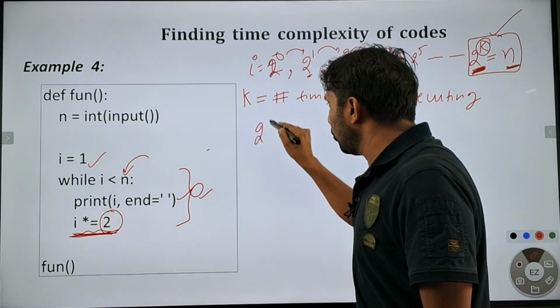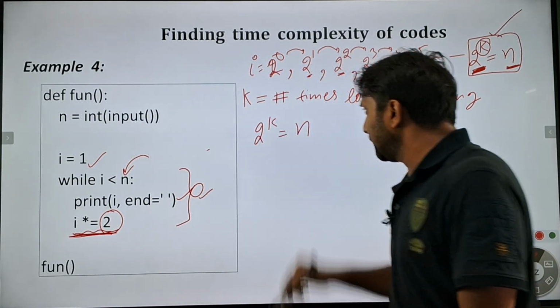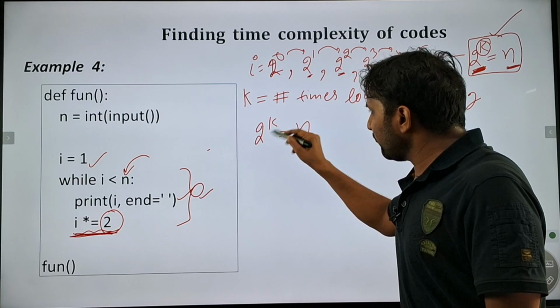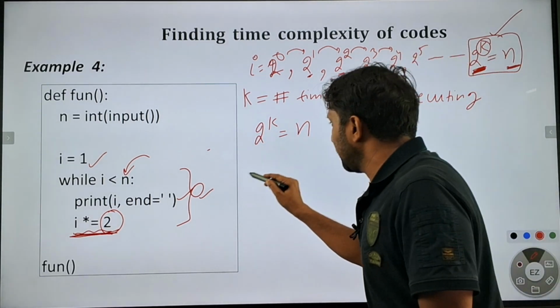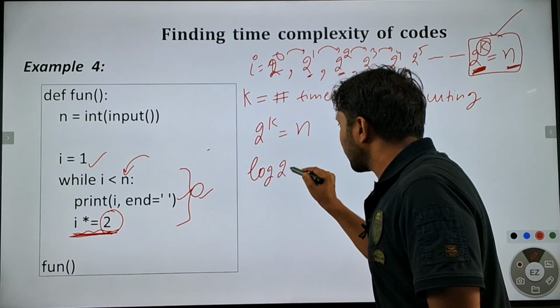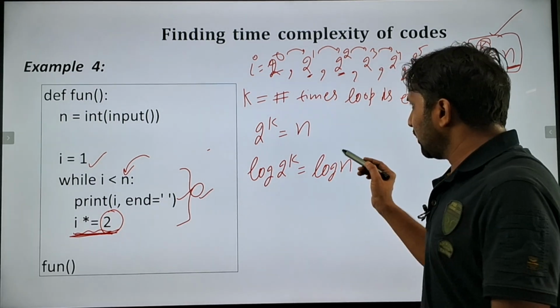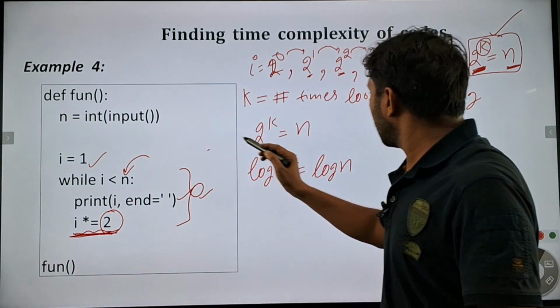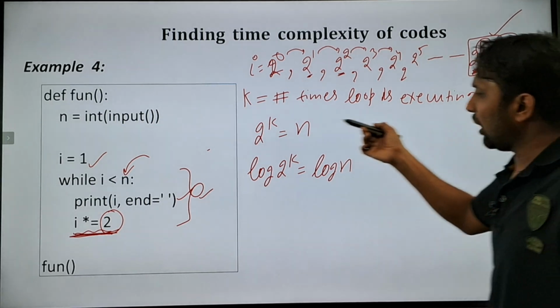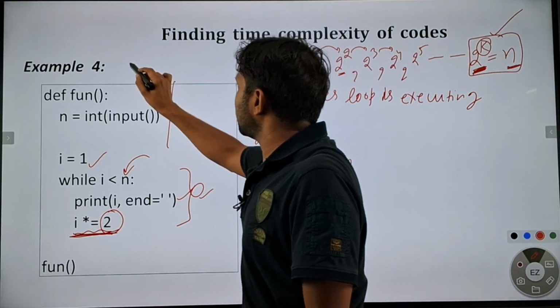We can solve 2 power k is equal to n by taking log on both sides. So let me take log both sides. Log of 2 power k is equal to log of n. And if you know the formula of the log, let me write it over here. You don't need to know it. I will tell everything over here itself.